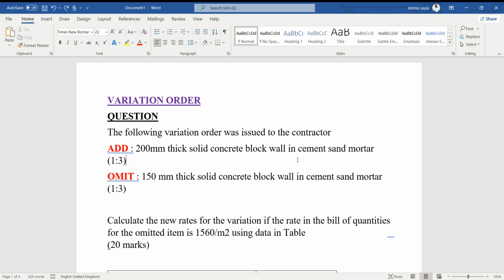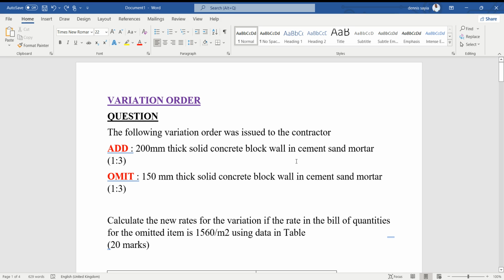Now, in this case, an order has been given whereby maybe you are using a certain type of material and now you're supposed to omit that material and use a new material. So you have to go back and calculate the rates of the new material that you are going to use.